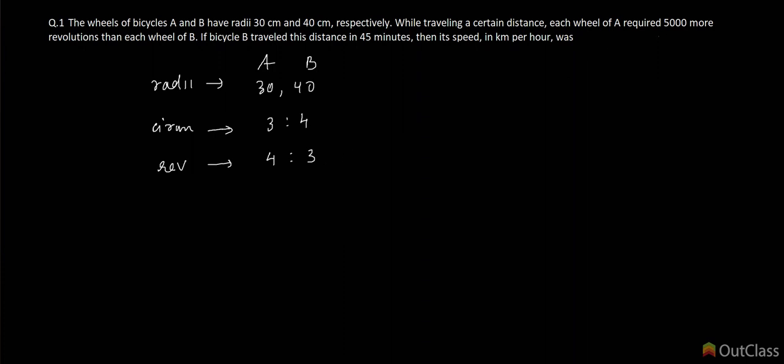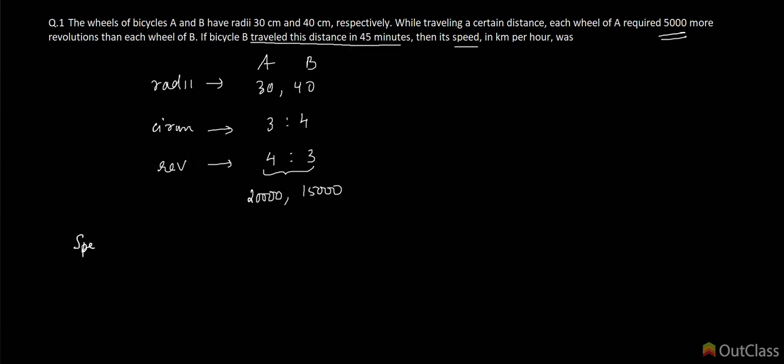But it's also given that A does 5,000 revolutions more. So we're looking for two numbers which are in the ratio 4:3, but where one is 5,000 more than the other. So you can do 4 parts minus 3 parts is equal to 5,000, and you'll get 20,000 revolutions for A and 15,000 revolutions for B. Now we are also given that B traveled this distance in 45 minutes, and what is the speed?